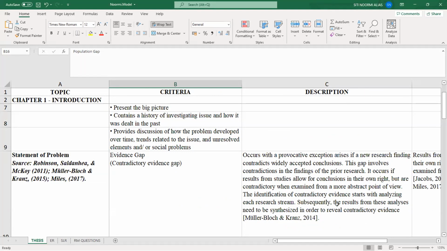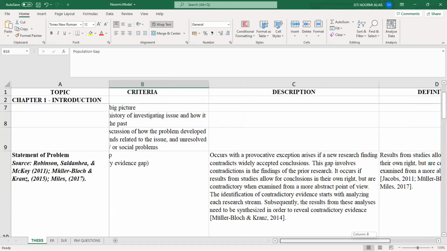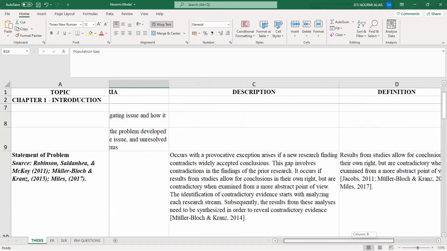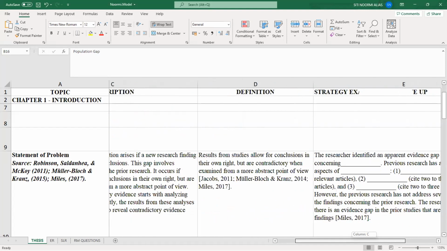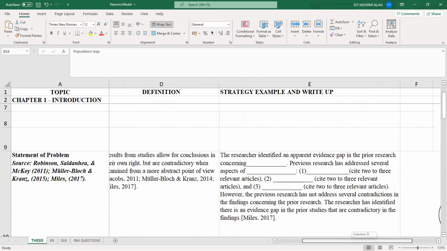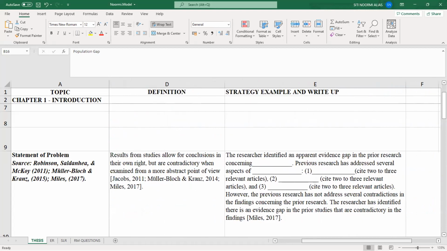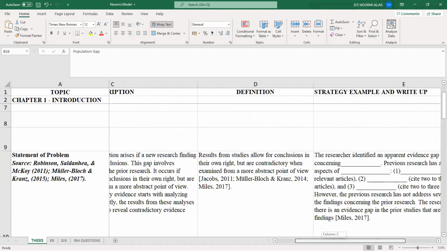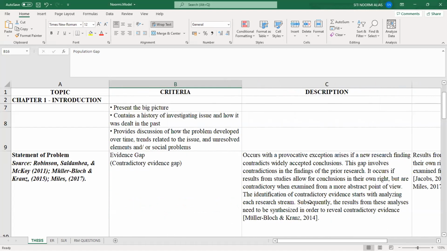So the identification of contradictory evidence starts with analyzing each research stream. Subsequently, the research from this analysis needs to be synthesized in order to reveal contradictory evidence. Ini contoh dia. Contoh macam mana nak tulis. The researcher identified an apparent research gap in the prior research concerning blah blah blah. Nanti insyaAllah saya boleh share this one.